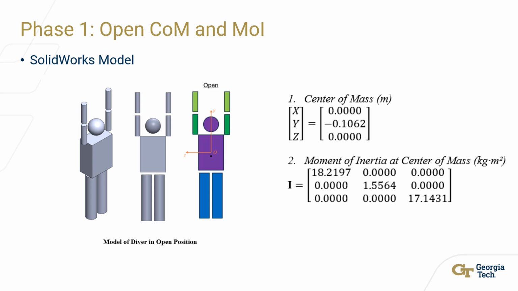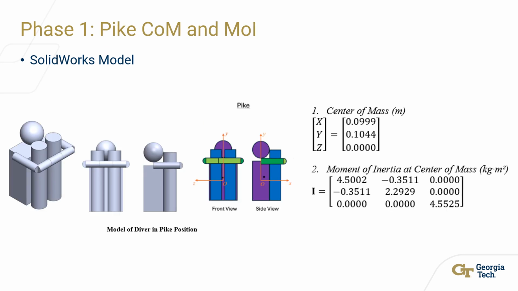Following that, we then modeled the pike position, where putting the legs and arms in front added an x component to the center of mass. This results in the addition of Iyx and Ixy components in the moment of inertia matrix, but the Ixz and the Iyz components still remain 0 as a result of the symmetry in the relevant plane. Again, on the left are our pictures of our SolidWorks models compared to the image given in the Diving Dynamics PDF.